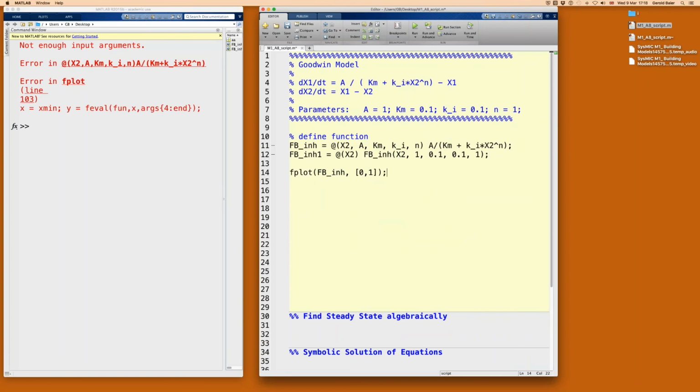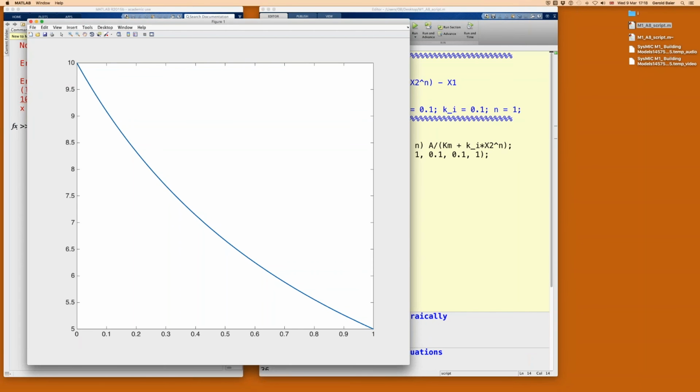If I run this, there's an error, not enough input arguments, and I can see that the problem is I've said feedback inhibition rather than feedback inhibition 1. So feedback inhibition has 5 input arguments. Feedback inhibition 1 has only 1. So that's what I want. Let's try that again. That's better. So we get a graph, and this is now open for our interpretation.